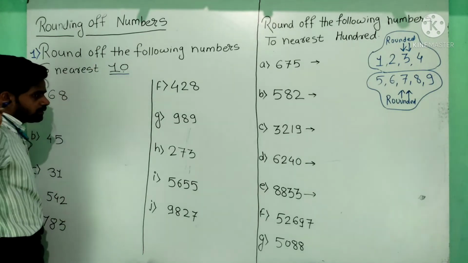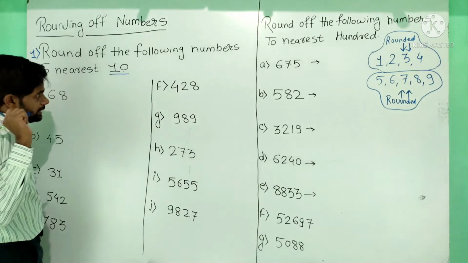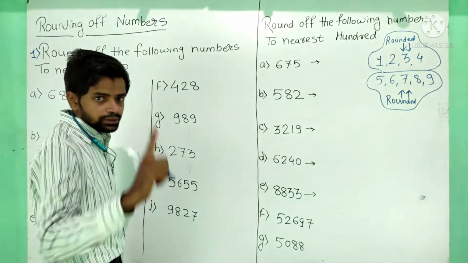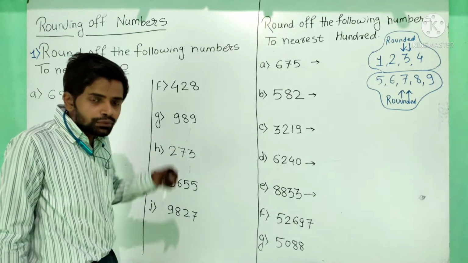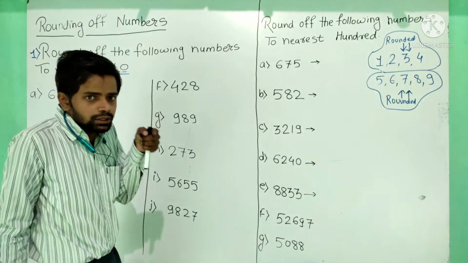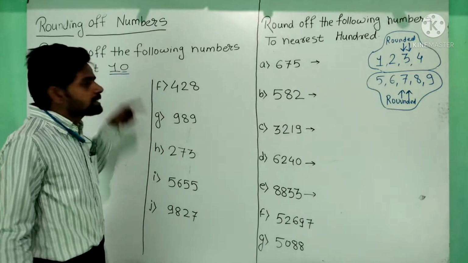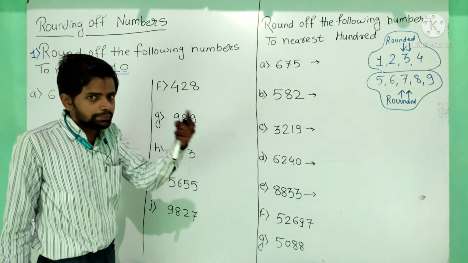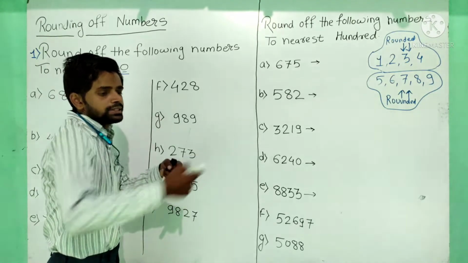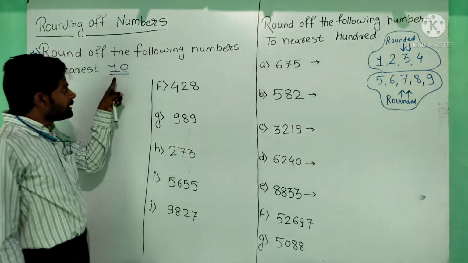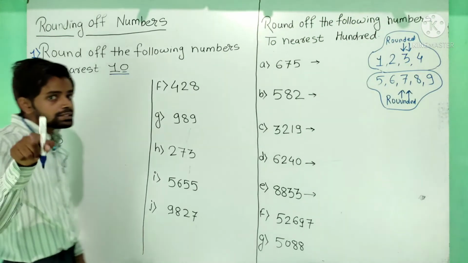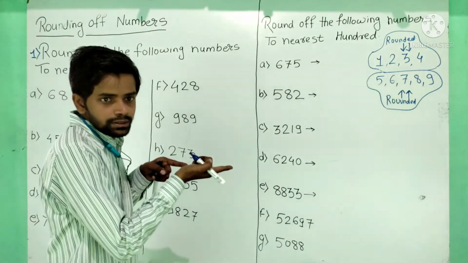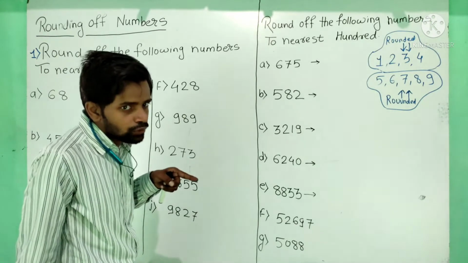Nearest 10. Yes, nearest 10. So 10 has only one 0. That means if you want to find the nearest 10, we have to observe the last digit. That means the digit before the tens place, that is the ones place. We are finding the nearest 10, so we have to observe the last digit.